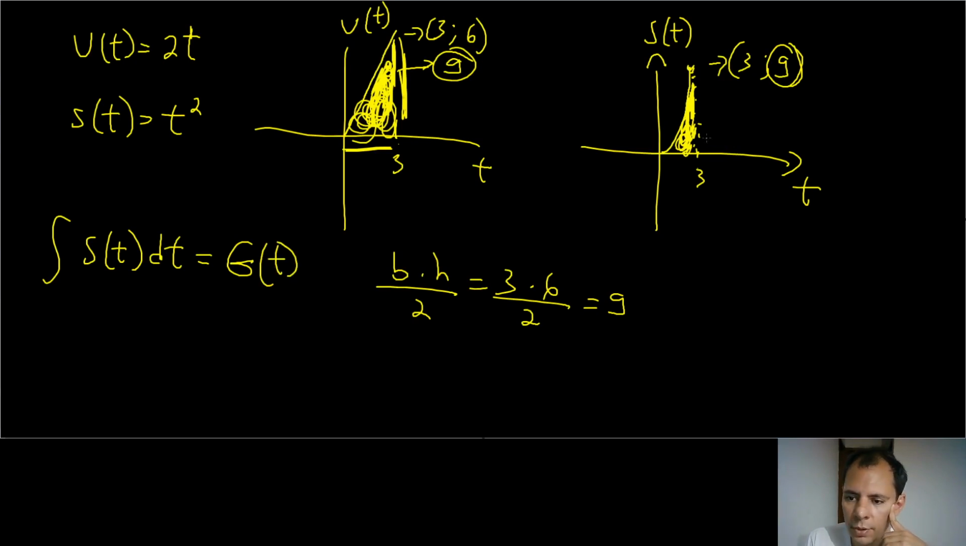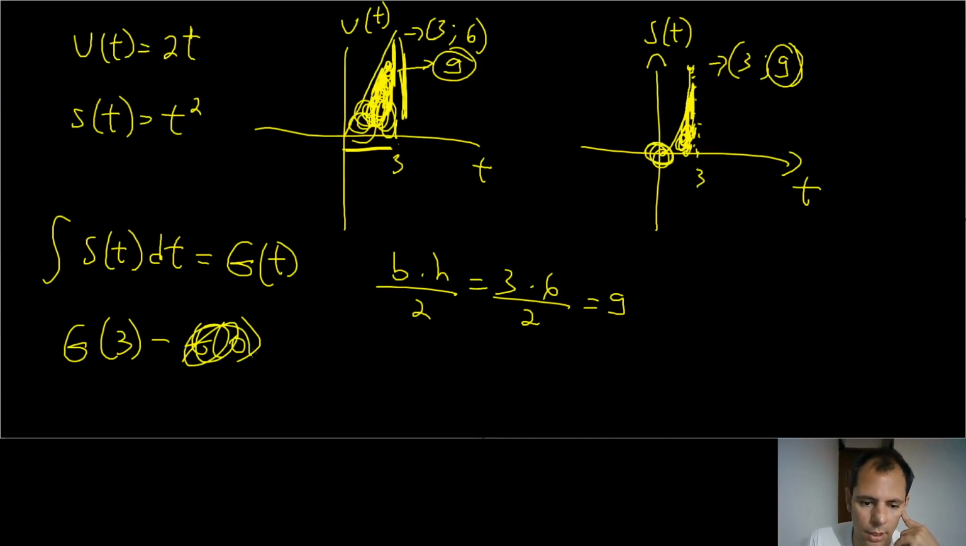So if you want to find out this area, you would do G of 3 minus G of 0. Now G of 0, we can see here that's just 0, right? So forget about that. And you will get the G of 3, and you would find out this area here. So that's it, guys.